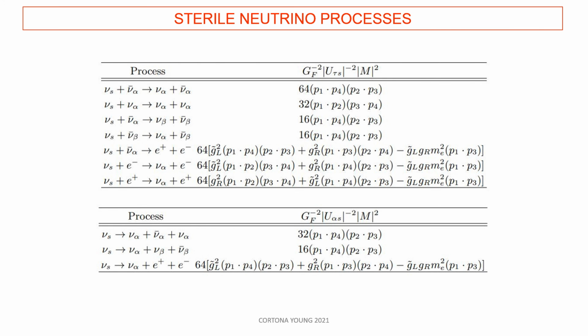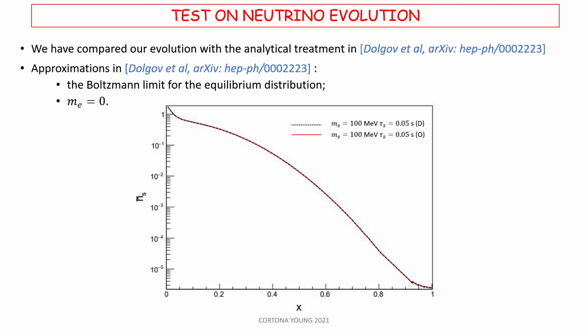These are the processes that we take into account for the sterile neutrinos. We have taken a sterile neutrino with a mass under the pion mass, so the main sterile neutrino processes are only with active neutrinos and electrons.